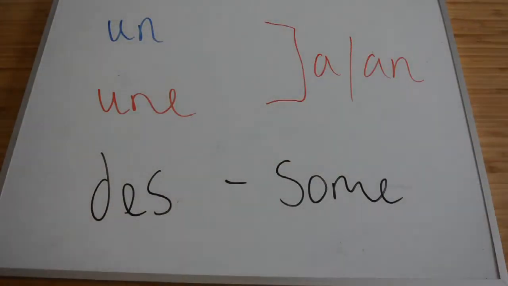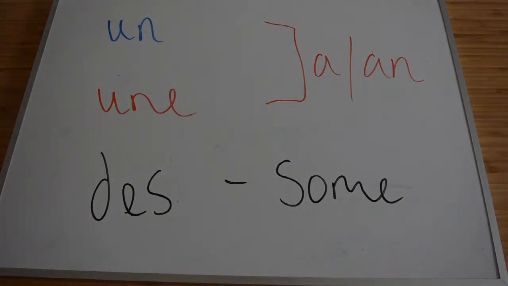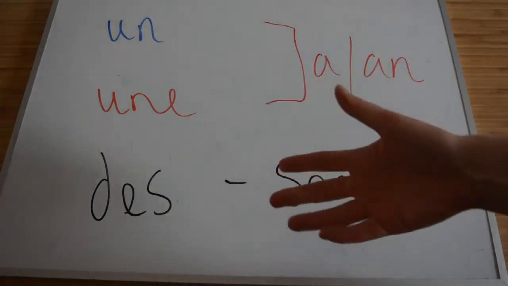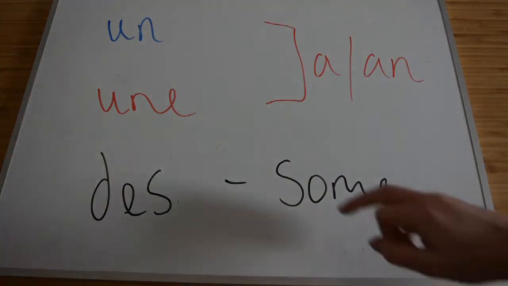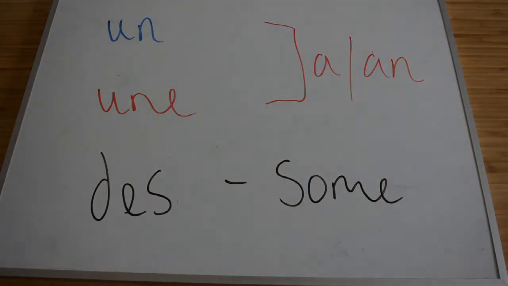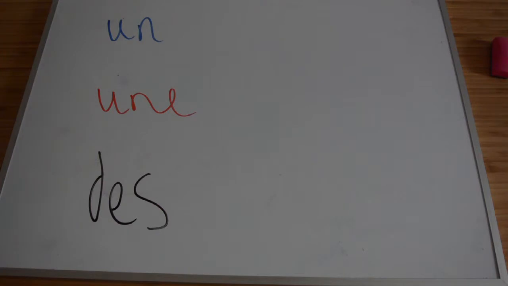Un and une both mean a or an, but you've got two separate ways to say this. Why have we got two? We've got two because un is for masculine nouns, une is for feminine nouns, whereas des, the last one at the bottom, is for plural nouns. Now, the reason I'm showing you these is because these will be really key for not only talking about style and clothing, but they have been key in the past, and they will again be key in the future.